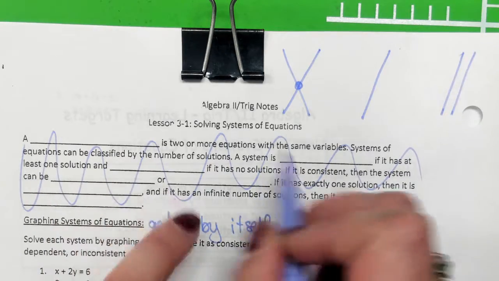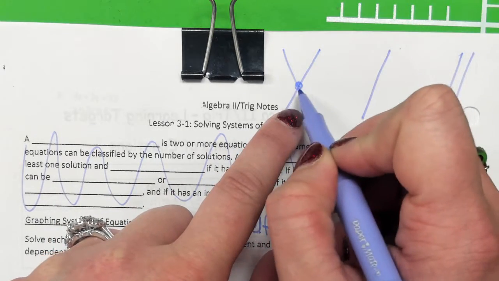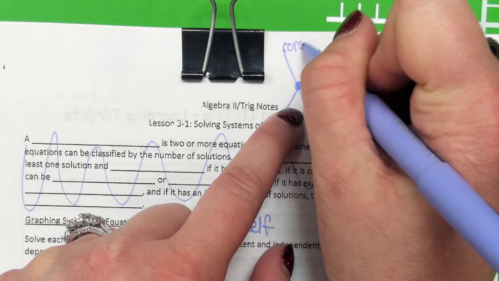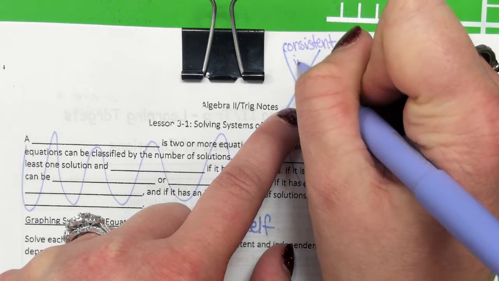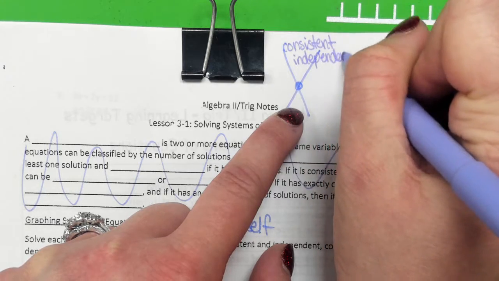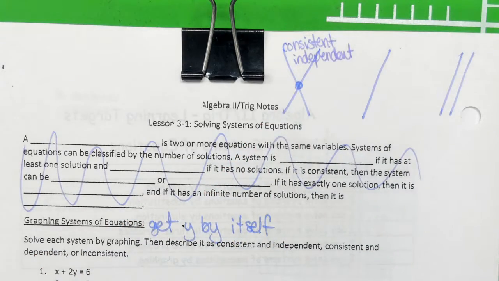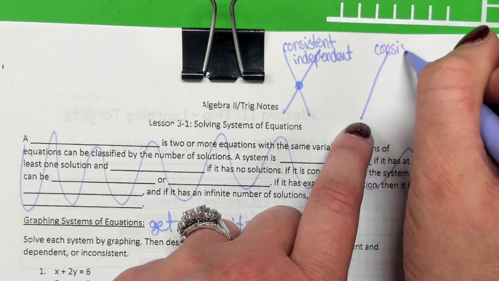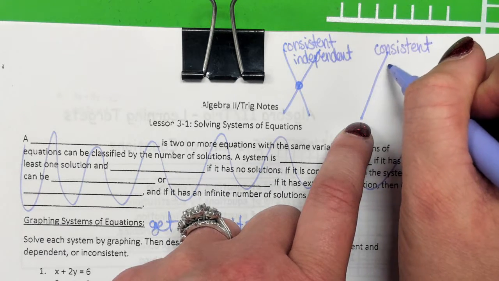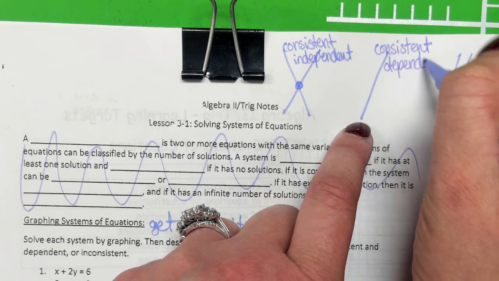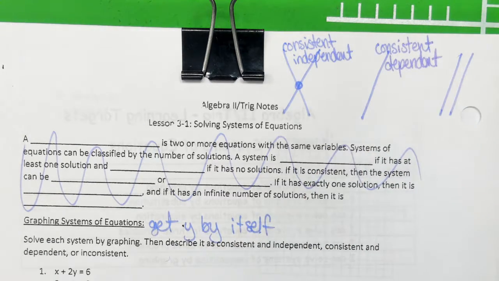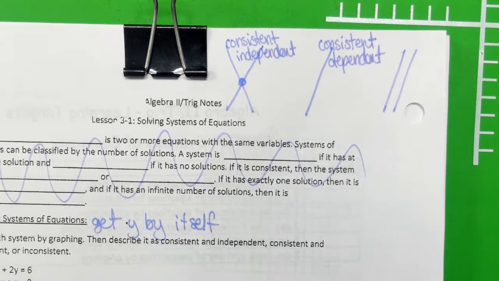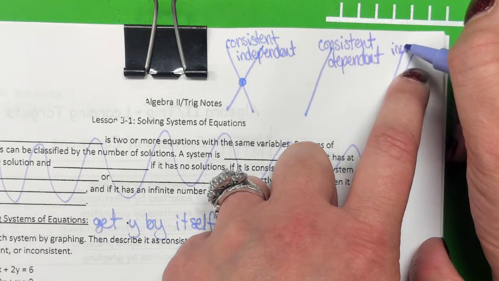All right, so here's what we're going to call them. You ready? All this paragraph says is that if they cross at one point, this is important, they're called consistent and independent. This is like your cheat sheet. Remember how page 28 was your cheat sheet before for translations? This is your cheat sheet for this. If they're the same line, you call them consistent and what do you think? Dependent. There you go. And then if they're parallel lines, we call them inconsistent.